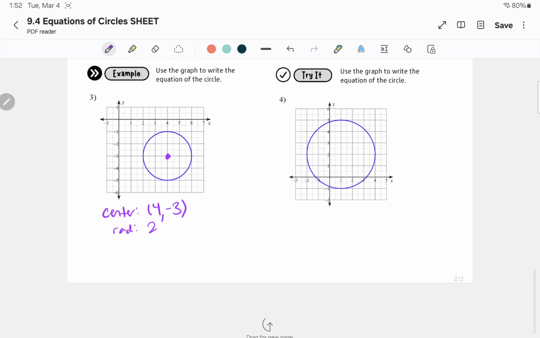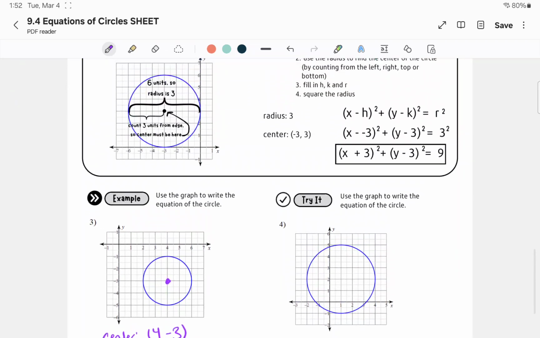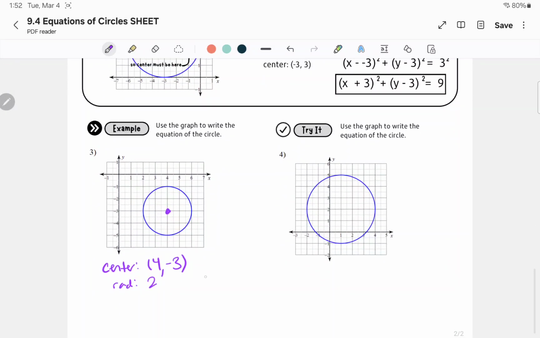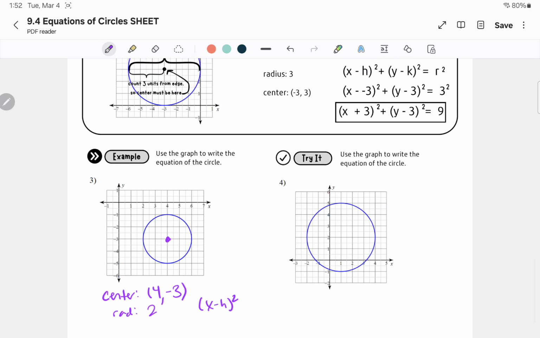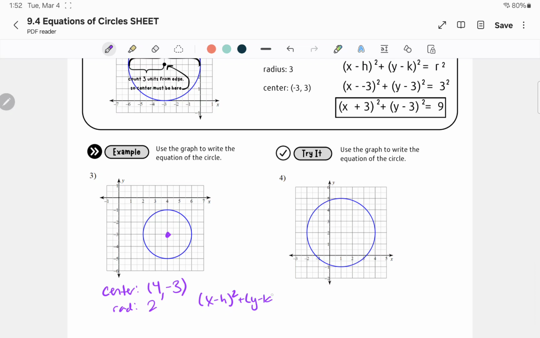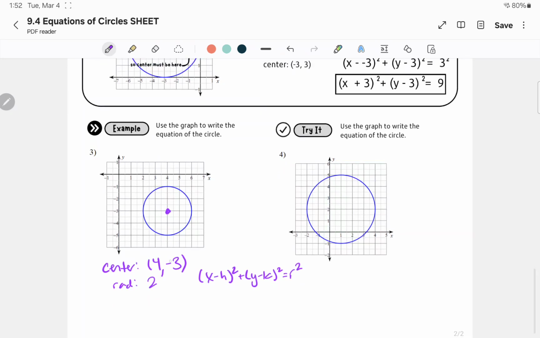So now I'm going to write my standard equation. So start with that, which is x minus h squared plus y minus k squared equals r squared. Okay, hopefully you have some room. I should have written this up here so you have more room. But let's go ahead and label h and k. All right, so we know h is 4, k is -3, and the radius is 2.